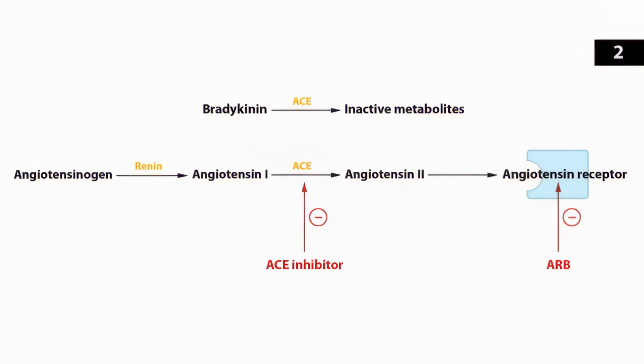Now, ARBs don't cause a cough because they don't inhibit angiotensin-converting enzyme. So bradykinin levels are going to remain normal, and angiotensin II levels remain normal as well. But ARBs block the angiotensin receptors.